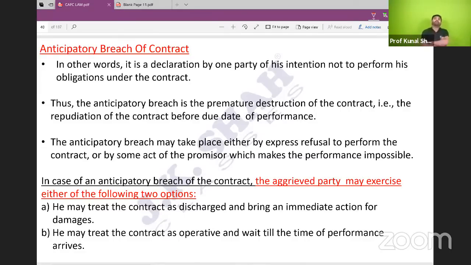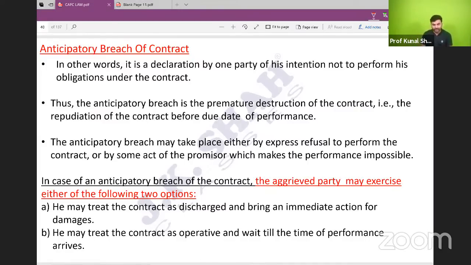There was a contract between me and JK Shah sir, wherein Kunal Shah was going to conduct lectures at the Ahmedabad branch from 10th April to 20th April. That is the due date of performance, 10th April to 20th April. The contract was entered on 1st April. So date of contract, 1st April. Due date of performance, 10th April to 20th April.